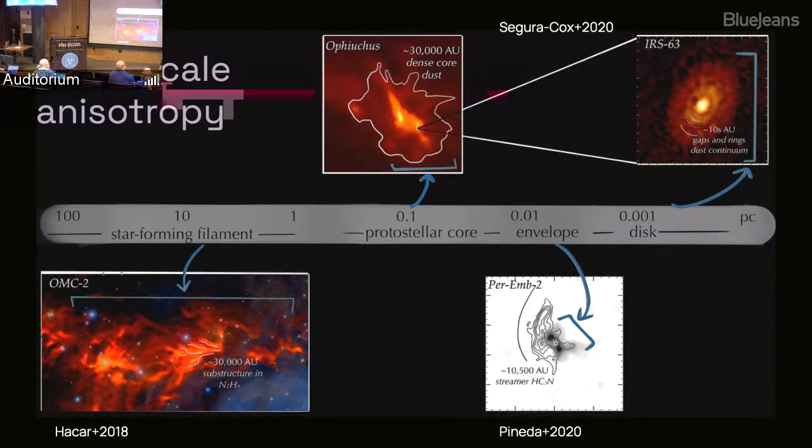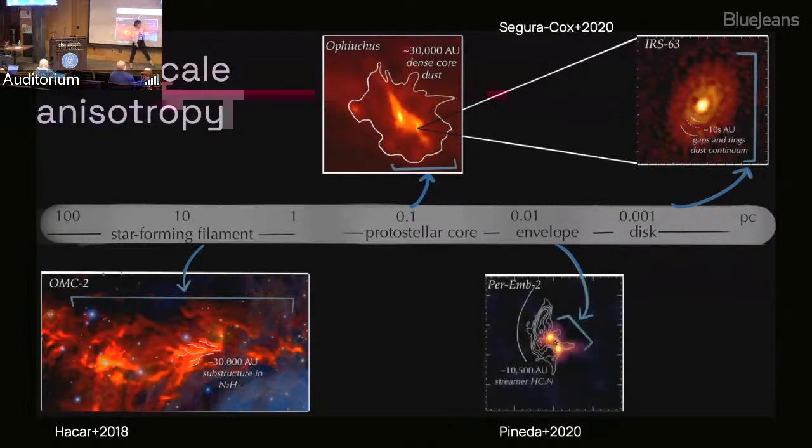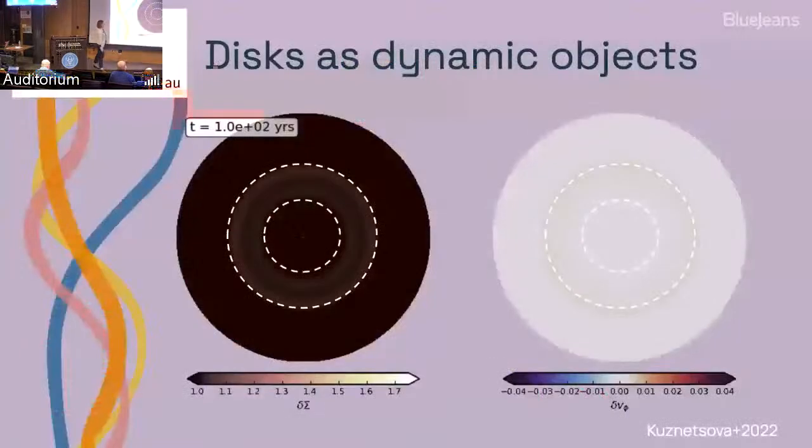This is an embedded source, 100 million years old at most, right? And here is work by Jaime Pineda, which shows another, again, 10,500 AU streamer in HCN. So this is in the molecules. And so the thing that I want to say is, really, this should be ubiquitous. And just as we're now learning that substructure is ubiquitous, it pays to really think about the story we've been telling about planet formation and star formation for many years.